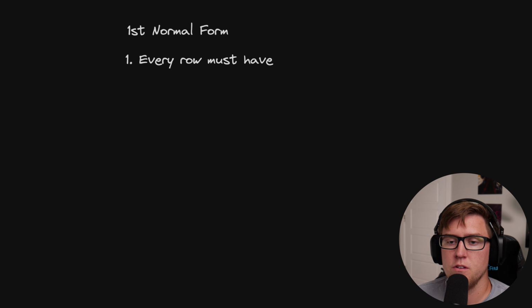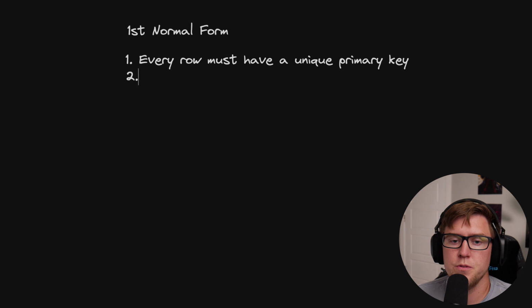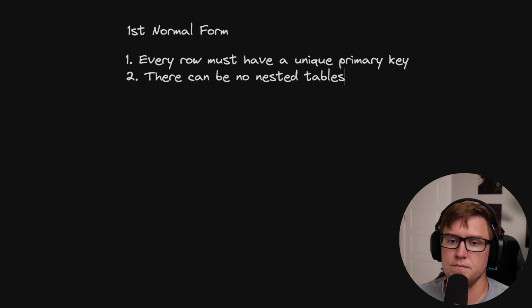So first normal form has 2 rules. The first rule is every row must have a unique primary key. And rule number 2 is that there can be no nested tables. Okay, 2 very simple rules. Let me show you what I mean.